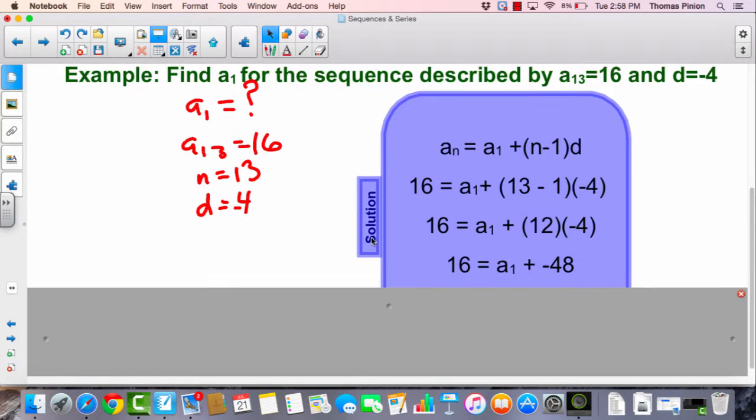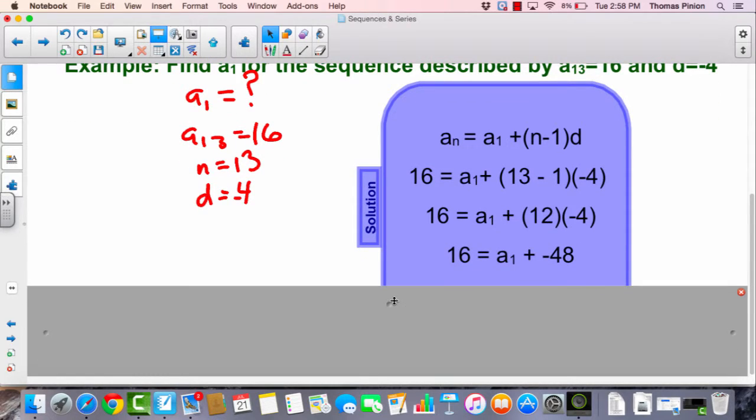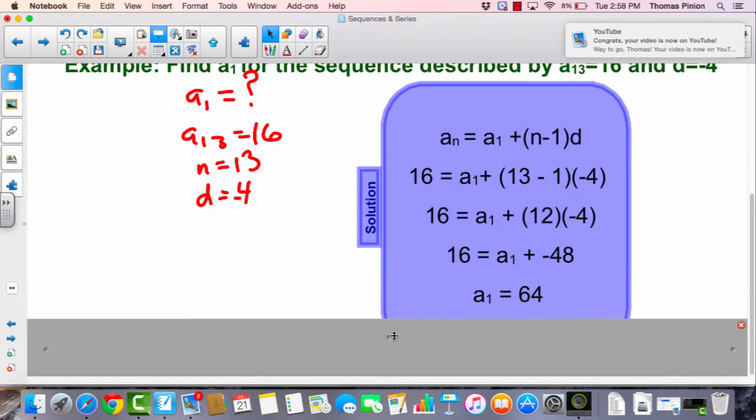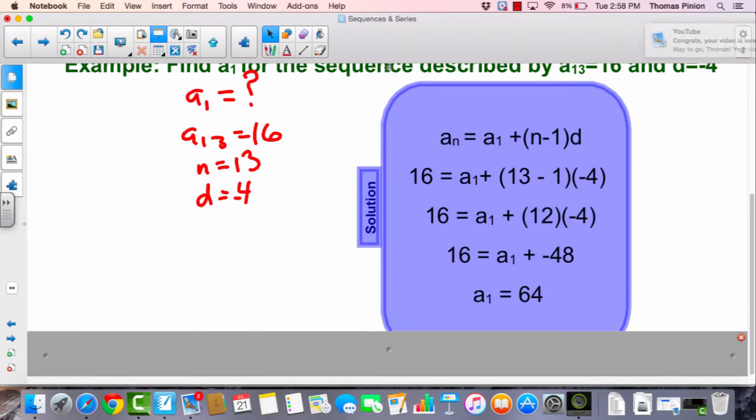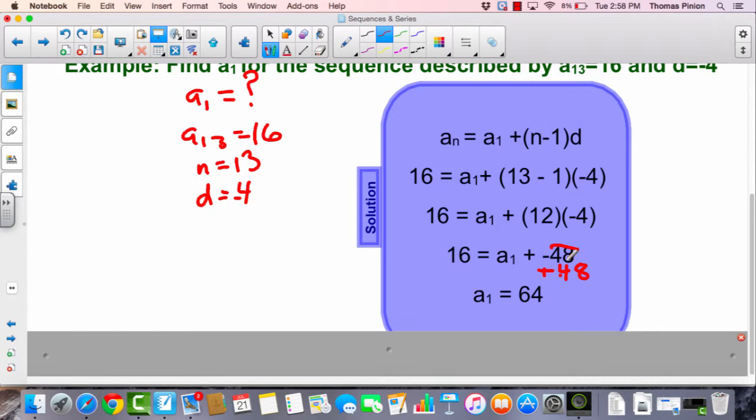Now, to finish this and solve for a sub 1, we have to move that negative 48 to the other side. So now, let's add 48. That's what's been done here. You've had to add 48 to both sides. If you add 48 here, it crosses out, but you've got to add 48 on this side of the equal sign. And 16 plus 48 is 64. So a sub 1 equals 64.